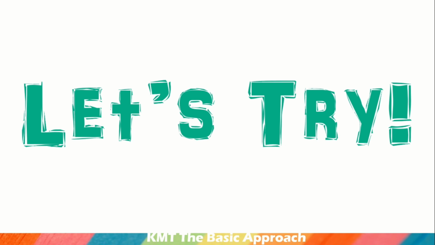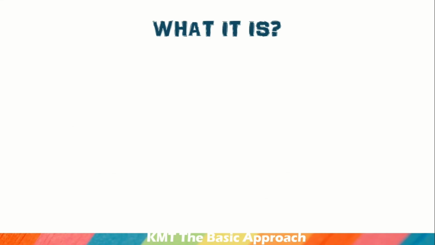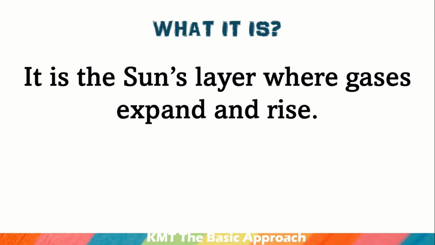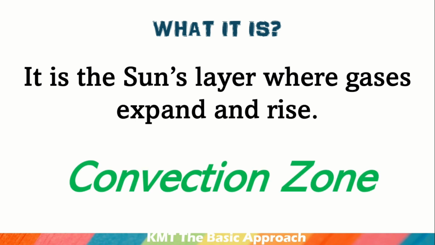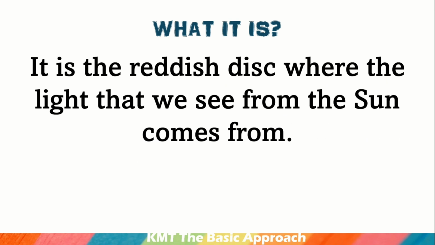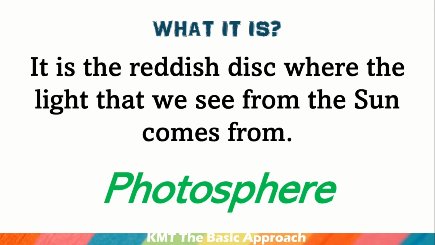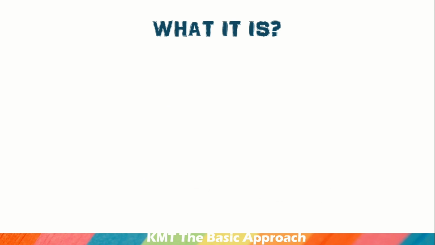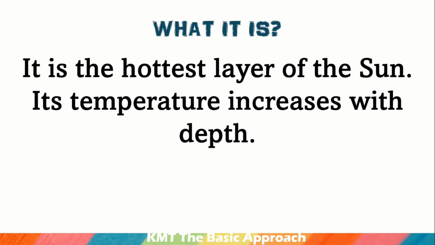Let's try! Now that you know the inner layers and outer parts of the sun, try to answer this. What is it? It is the sun's layer where gases expand and rise. Good job! Convection zone. What is it? It is the reddish disk where the light that we see from the sun comes from. Great! Photosphere. What is it? It is the hottest layer of the sun. Its temperature increases with depth. Excellent! Core.